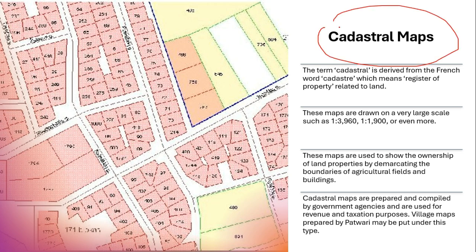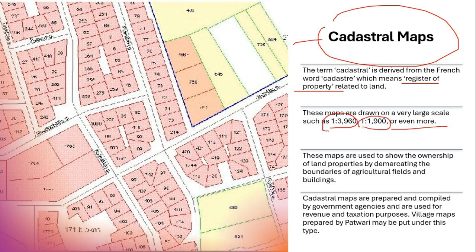The term cadastral is derived from the French word cadastre, which means a register of property or related to land. Cadastral maps are very large scale maps because they are represented at scales like 1:3950 or 1:1900 or even more.